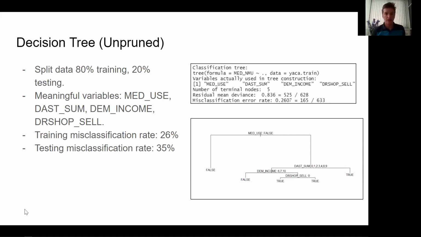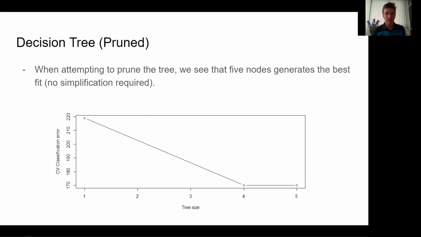And that tree, which had 5 terminal nodes, gave us a training misclassification rate of 26% and a testing misclassification rate of about 35%. After that, we tried to prune the tree, and we found that the 5 terminal nodes from our original tree were as good as it would get, so pruning didn't offer much improvement there.